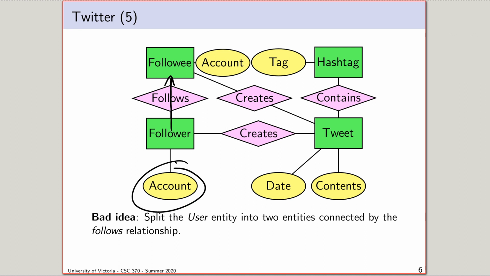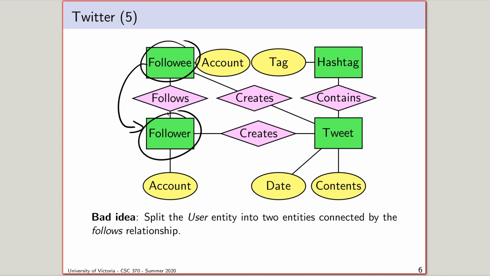So the follower has an account, the followee has an account. And now the tweet could have been created by the follower or the followee. You can already see that's a bit of a mess. But now consider that somebody who follows somebody else could themselves be a followee. Somebody can both follow somebody else and be followed themselves. So it muddies the waters quite a bit about exactly what is the true relationship between these two entities.